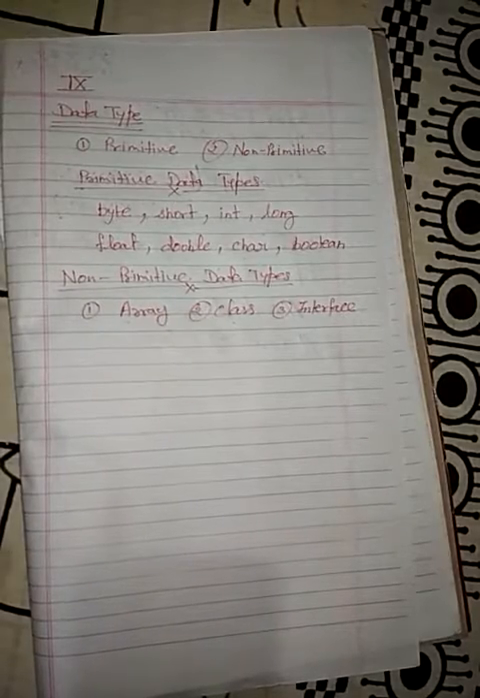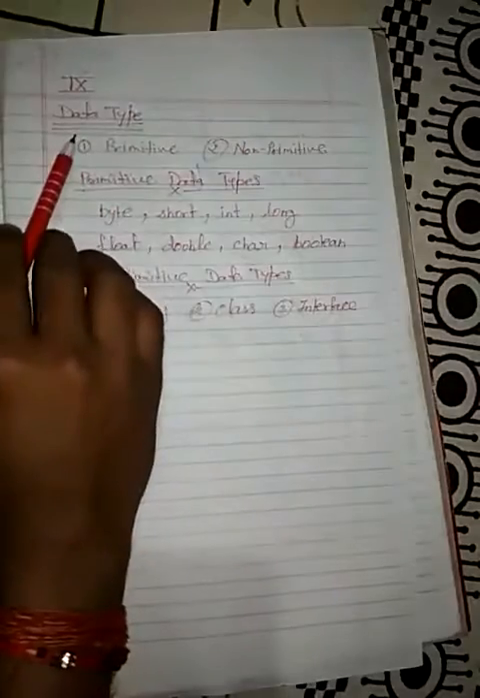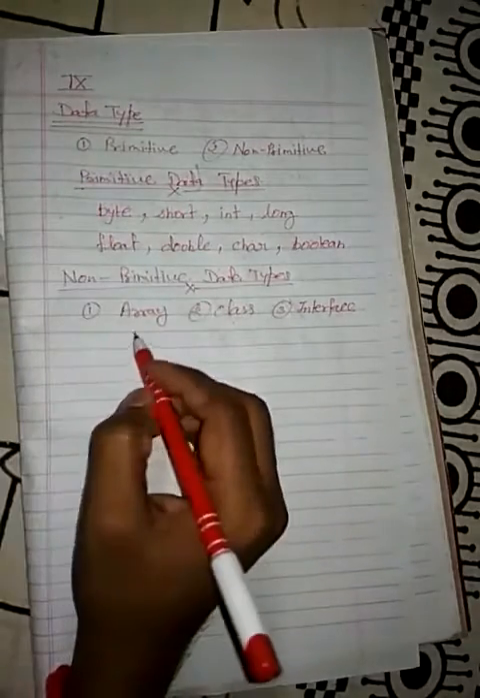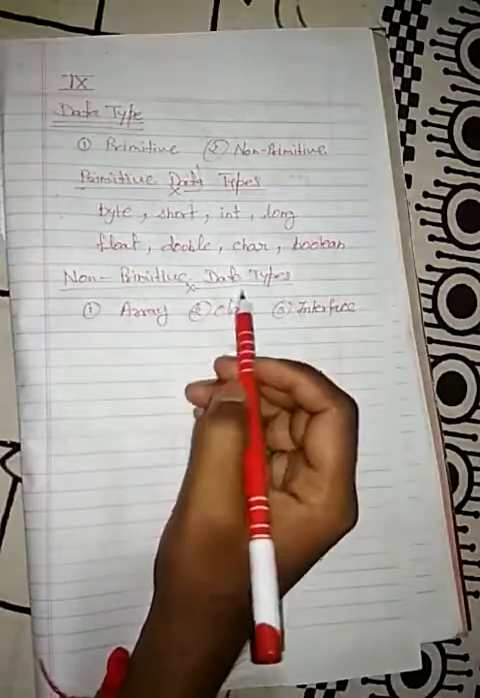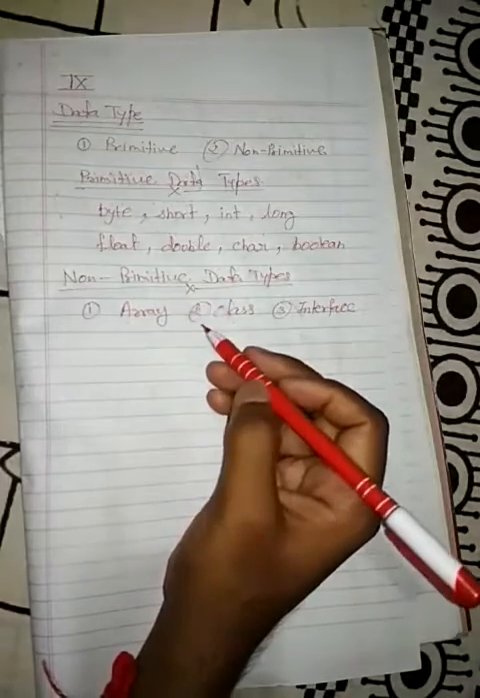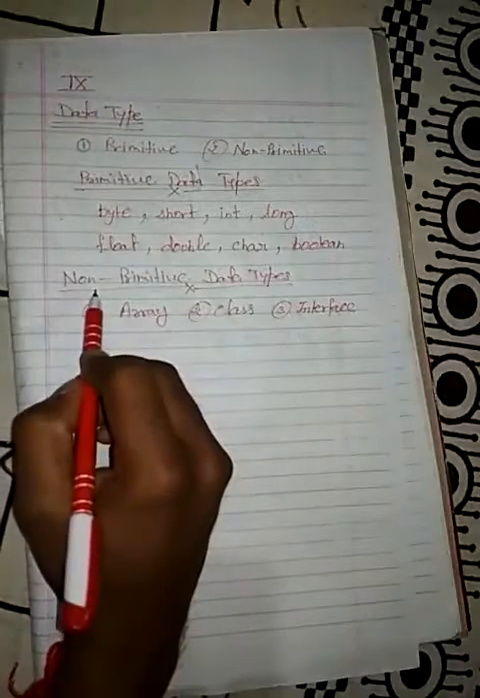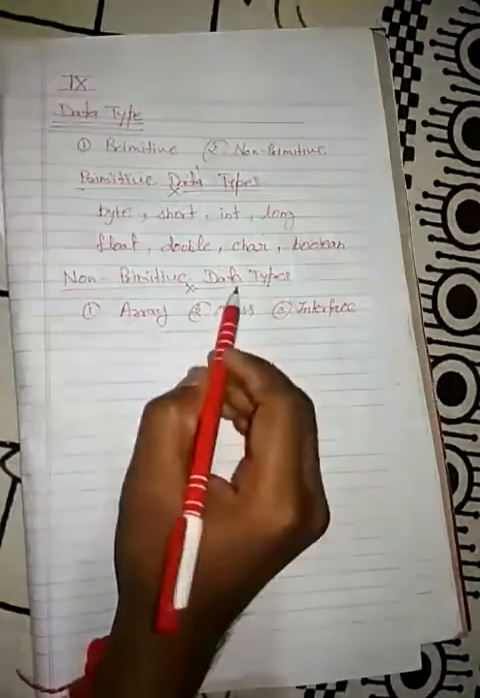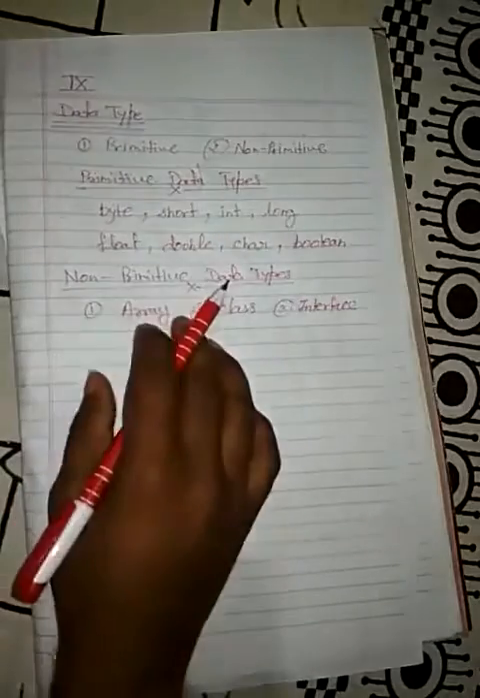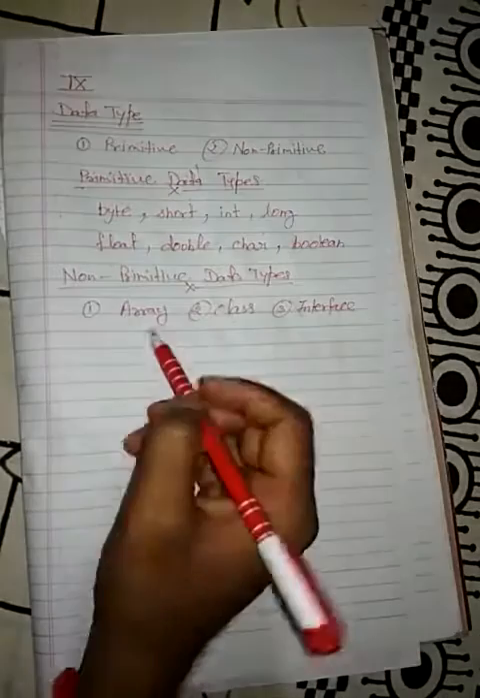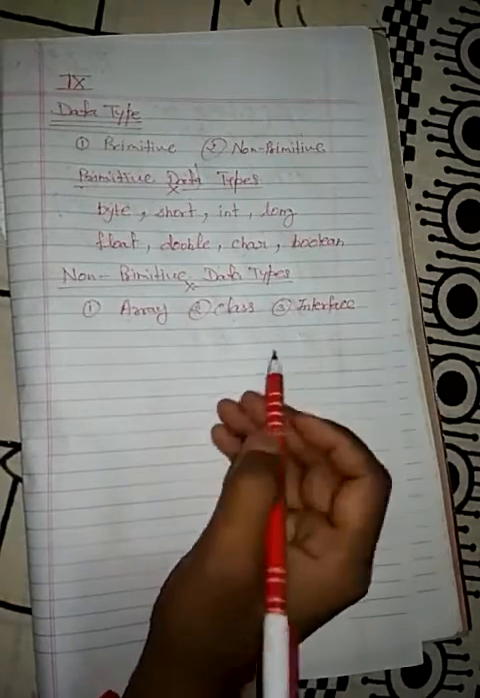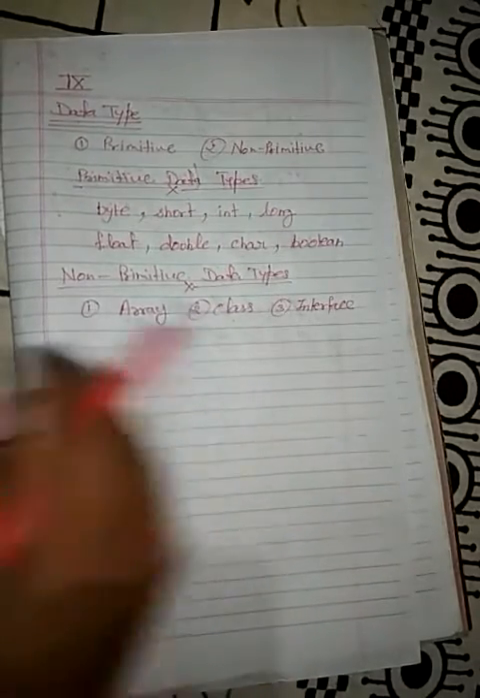Okay, now I think you have got this point, the data type and the types of data type, primitive and non-primitive. One more thing you have to know, that non-primitive data type is also known as referential data type and composite data type. Mind this point, because it is asked in the board questions: write the name of a referential data type, write any two composite data types. It is always asked in the board.